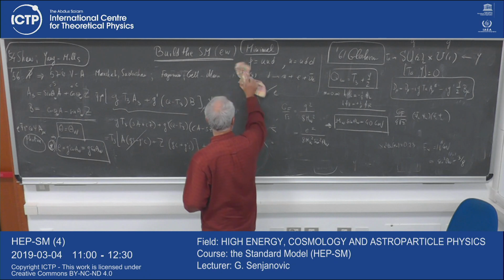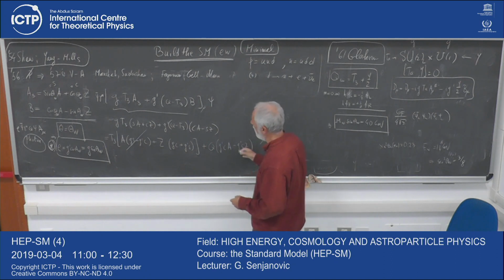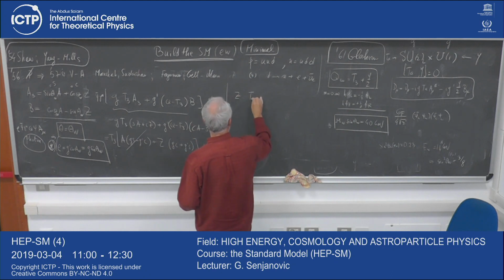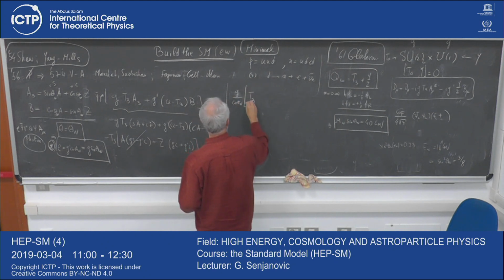Sorry, let me just write this and then I'll let you go. I forgot to write the Z interaction. So in other words, from the photon, now I can predict the Z interaction. And I will get the Z boson coupled to T3. I'll put the Z. I will take g over cosine theta W out. It's a convention.